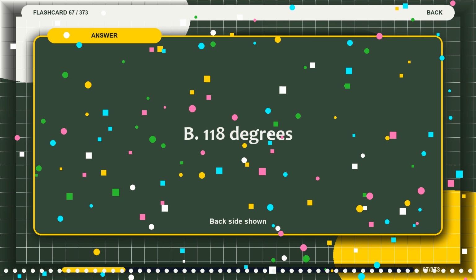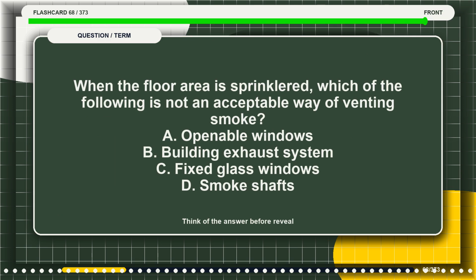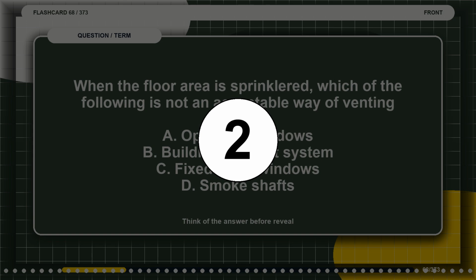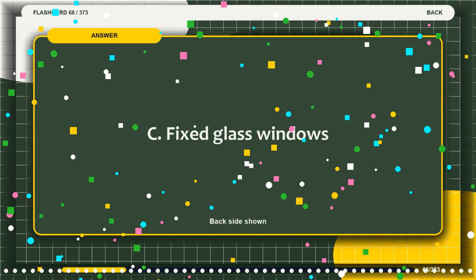The answer is B. 118 degrees. Flashcard 68. When the floor area is sprinklered, which of the following is not an acceptable way of venting smoke? A. Openable windows. B. Building exhaust system. C. Fixed glass windows. D. Smoke shafts. Think of the answer before the reveal. The answer is C. Fixed glass windows.